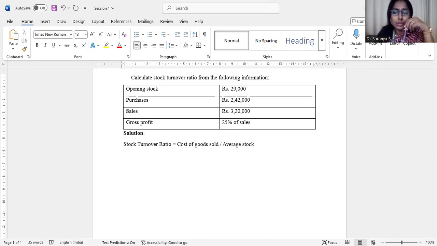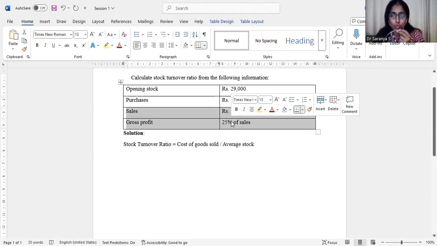Cost of goods sold is not given in the question directly. But we have a formula: opening stock plus purchases minus closing stock. And we also have another formula: sales minus gross profit. Sales minus gross profit is there in the question, so we can use this formula to find the cost of goods sold. We could also use opening stock plus purchases minus closing stock, but where is the closing stock here? So we'll go with sales minus gross profit to find the numerator, cost of goods sold.